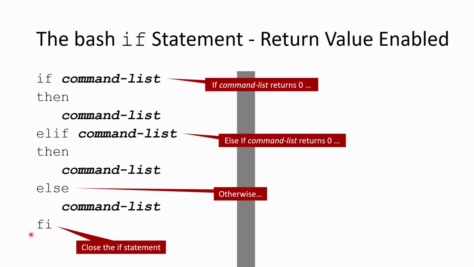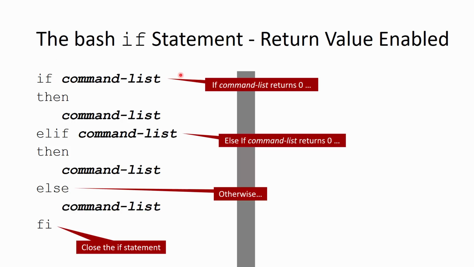This whole thing is how the if statement works in Bash. So this is the way if looks in Bash. I have if and then a command list, then and then a command list. Elif is how we do an else if. So elif command list, then command list, else command list, and then I have an fi. So this is how it terminates the whole thing, fi. The inverse of if is fi.